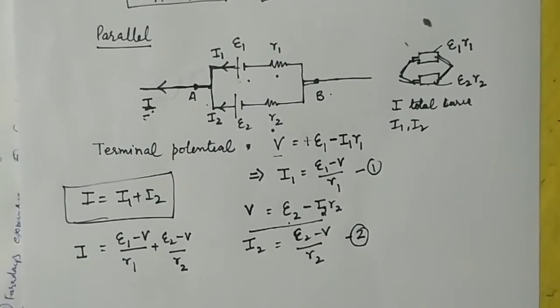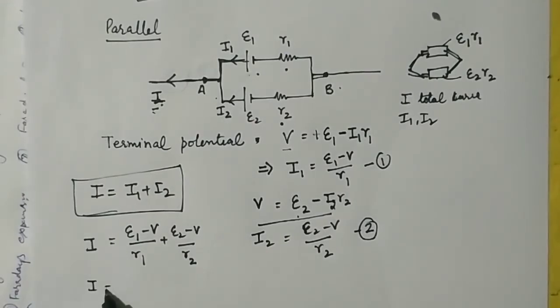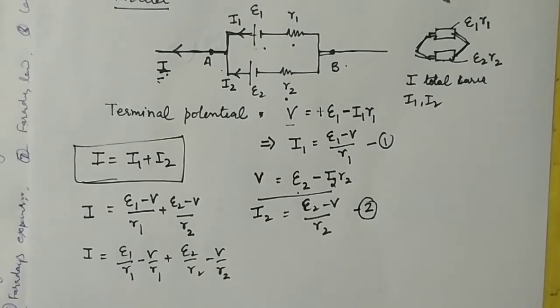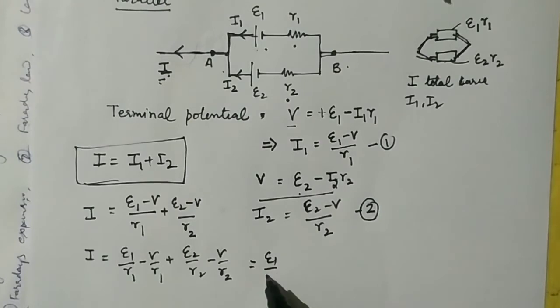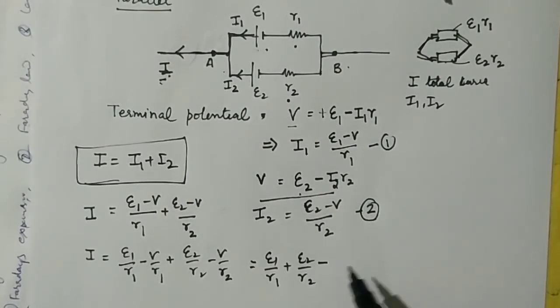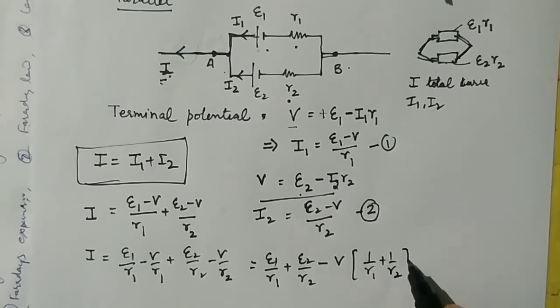Now I want to write this in a simpler form. So I write I is equal to E1 divided by R1 minus V divided by R1 plus E2 divided by R2 and V divided by R2 with negative sign. Solving a little bit, E1 divided by R1 plus E2 divided by R2, minus V is common, so we are left with 1 upon R1 plus 1 upon R2, and minus is taken as common. So this is our equation 3.